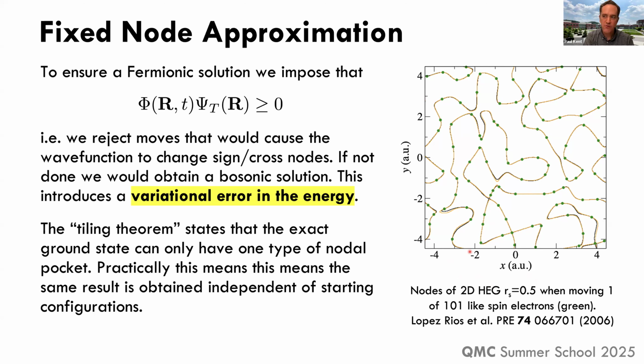Now, you might also be wondering, does it matter where we start and initially put our electrons? Does it matter in which nodal pocket, as they would be described, that they start out in? Unfortunately, that's not the case. There's something called the tiling theorem that says the ground state can only have one type of nodal pocket. So it doesn't matter where you start. In other words, you'll get the same result independently of the starting configurations. So these are very important properties of diffusion Monte Carlo.